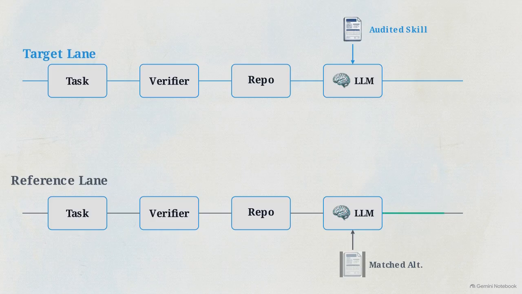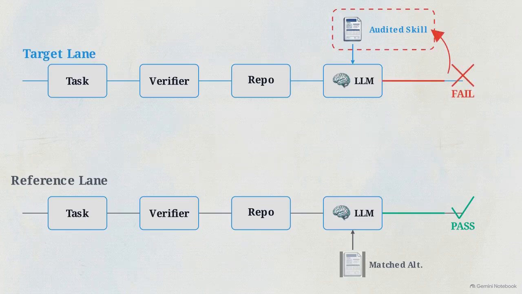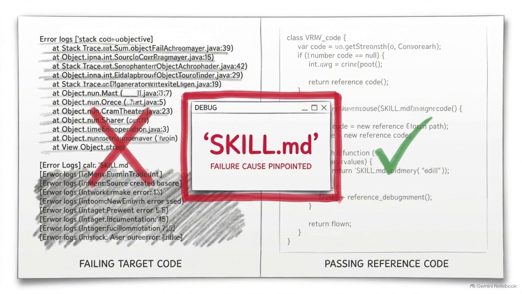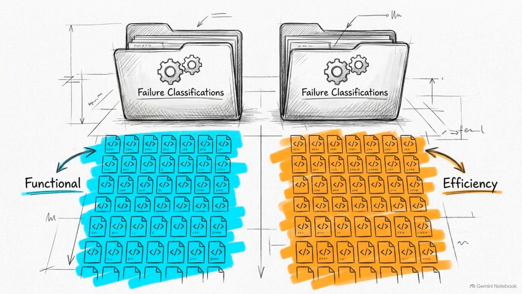The target run receives the specific skill being audited, while the reference run receives either no skill or a matched alternative. The reference run acts as a pseudo-oracle. It does not need to execute a perfect solution. It simply needs to pass the verifier under those frozen conditions. If the reference run passes and the target fails under the exact same constraints, the failure is definitively localized. The injected skill caused the break.